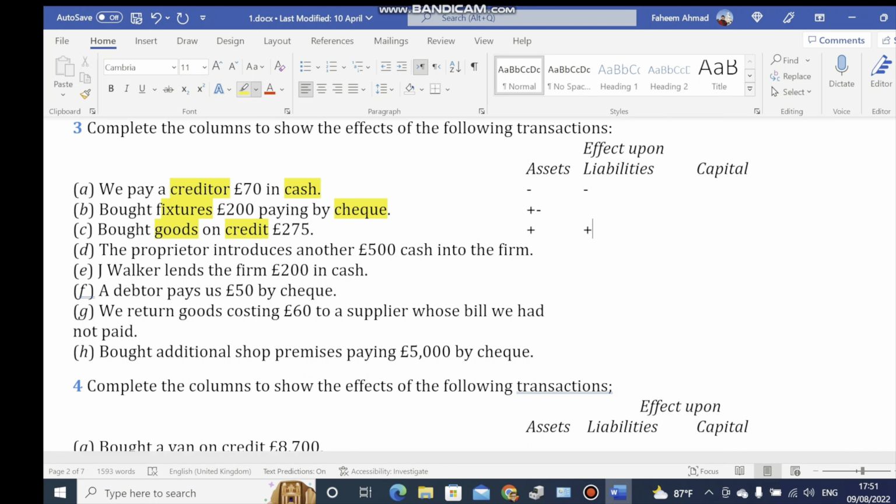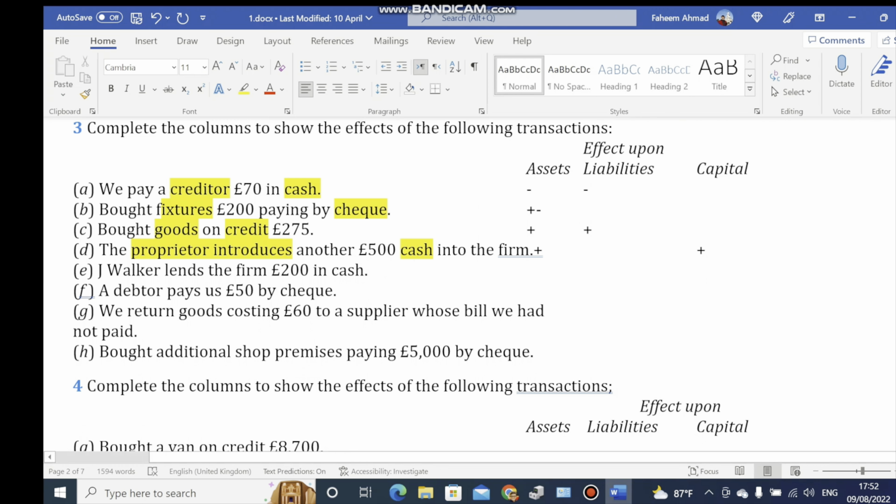Next transaction, D. Proprietor introduces another £500 cash in the firm. So I can identify these two accounts. First of all, cash has been introduced in the business. The cash balance in the business is increasing. Whatever accounting we are doing here, we are doing for the business, not for the personal accounts of the owner. So you can see the cash balance in the business has increased. On the other hand, proprietor introduces means it's capital, and capital is also increasing.